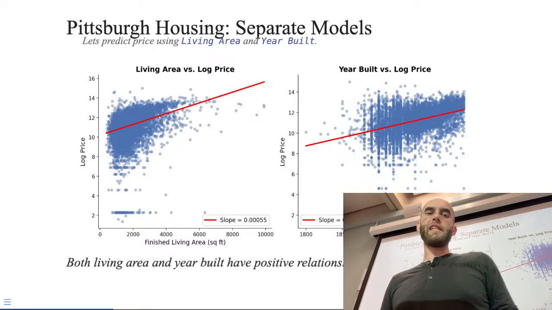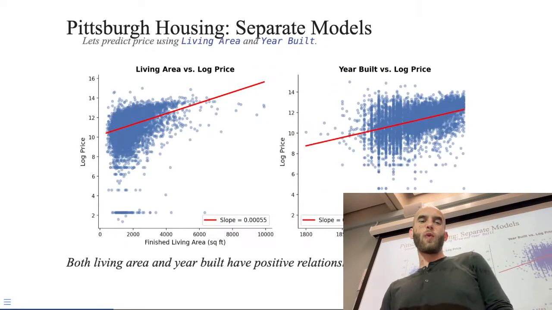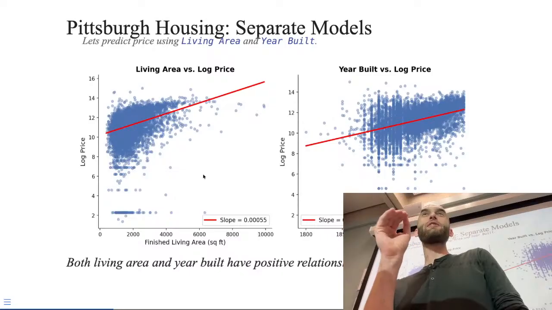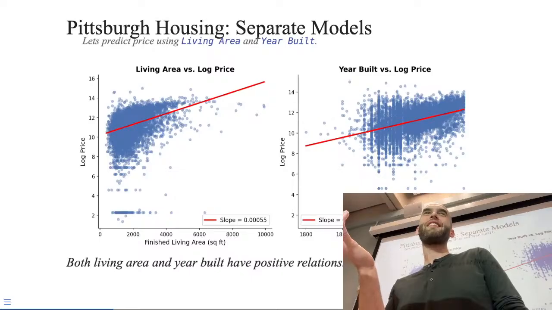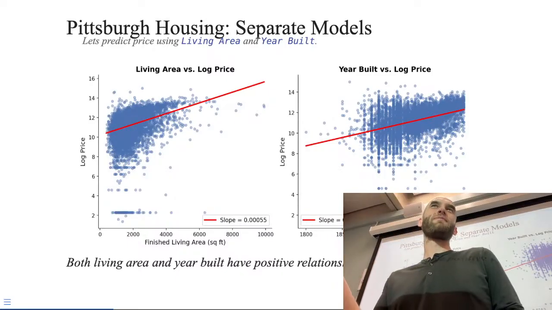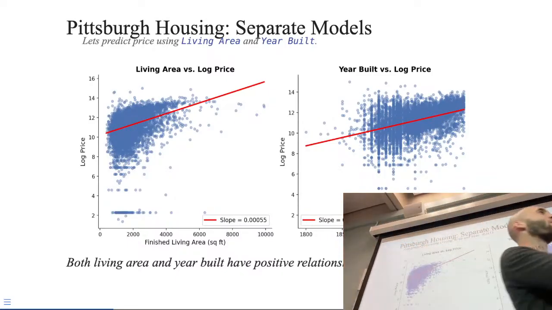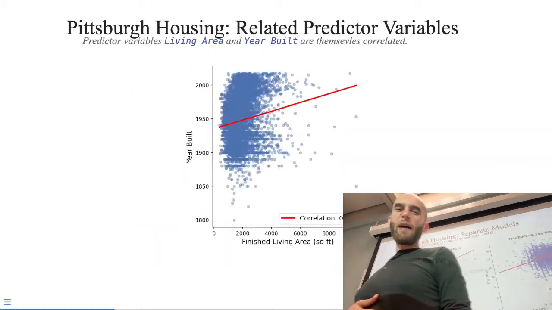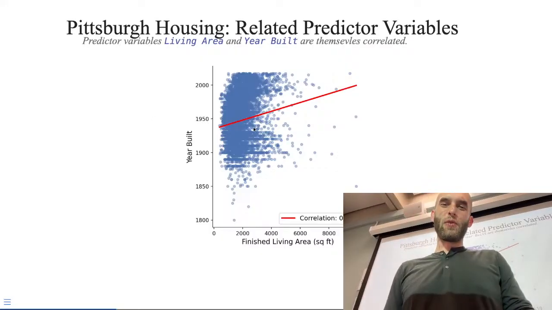There's a lot of detail here. But one question I might have just looking at this is, when I'm looking at newer houses, the newer the house, the larger it is in general. Old houses are smaller and newer houses are larger. So I have these two positive relationships between log price, finished living area, and year built. But I'm also realizing that these two variables are related to each other. So what I'm going to do next is just plot these two things together.